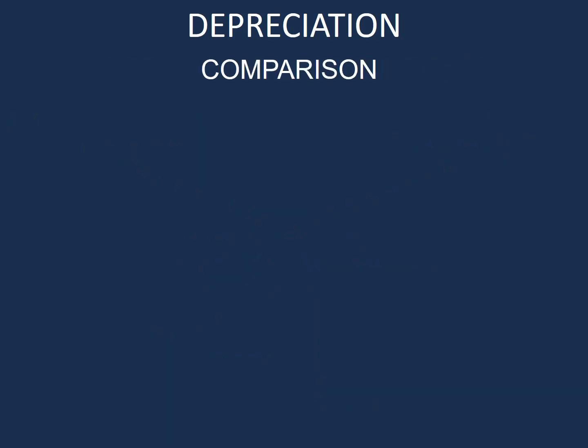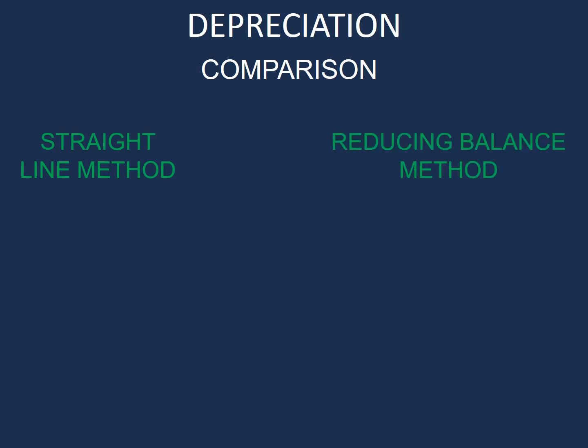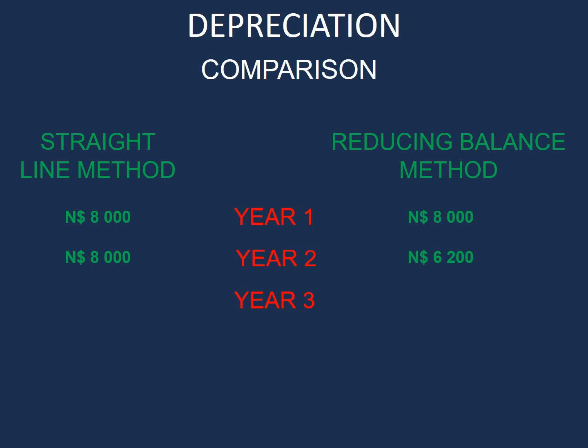Now, if we have to compare the two depreciation methods, the straight line method versus the reducing balance method, we will see the following. In year 1, both of them will have the same amount for depreciation. But for year 2, the depreciation amount using the straight line method will remain at $8,000, while if we use the reducing balance method, it would be 6,200. And in year 3, the amount using the straight line method will still be 8,000, while in year 3 using the reducing balance method, it will be 4,400.